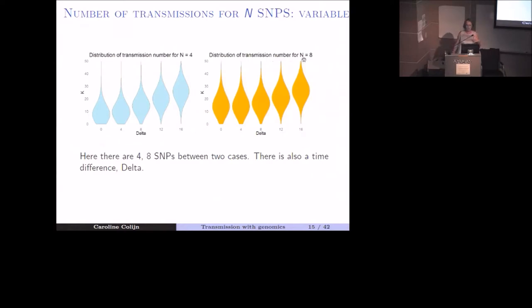And here's the same thing for N equals 8 SNPs. You get these giant blob violin plots. And here the time between the cases, delta, doesn't matter so much. And then it starts going up when it gets really long. And I think this is probably in years, if it's TB.